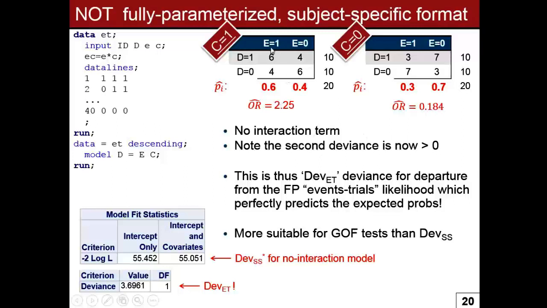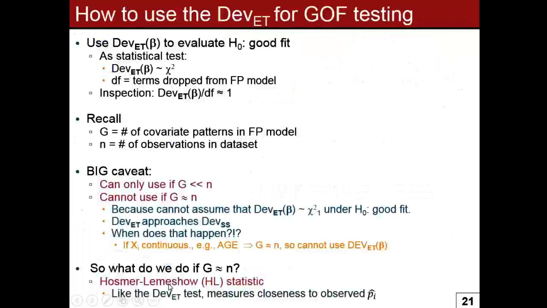So like here were the 4 covariate patterns, C equals 1, E equals 1, and then we said that the observed probability of disease was 0.6, 0.4, 0.3, and 0.7. And so that fully parameterized model always estimated these exactly, perfectly. And so this thing called the deviance events trials measured the departure from the model that has all the possible interactions. And so this model does not have the E by C interaction term, and this was the test statistic value for that. We talked about how there was a chi-square test. And then we also said that, well, actually, you can't use that model if you have a lot of covariate patterns, which happens when you have a continuous variable.